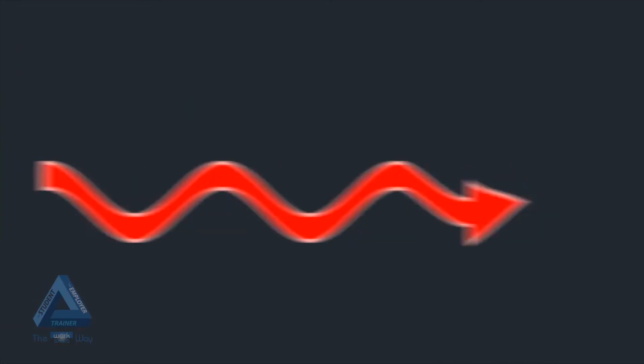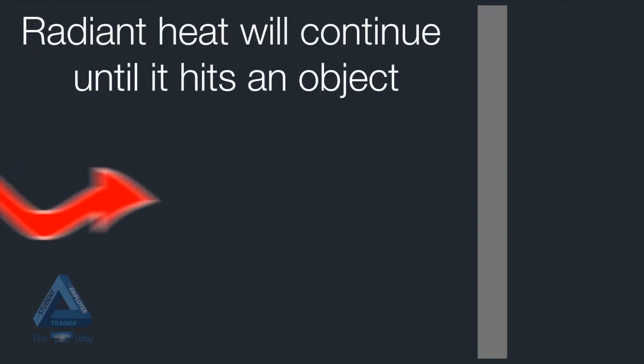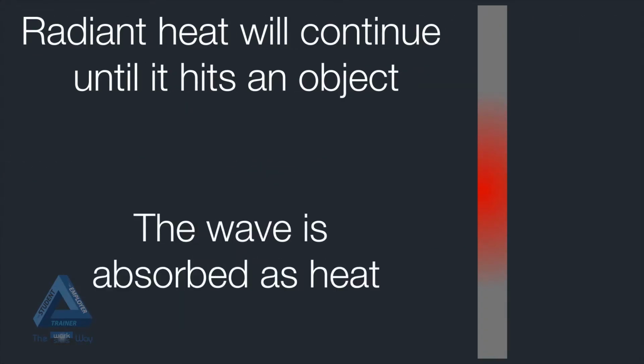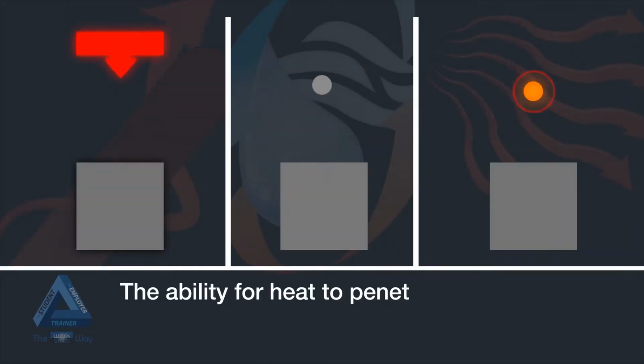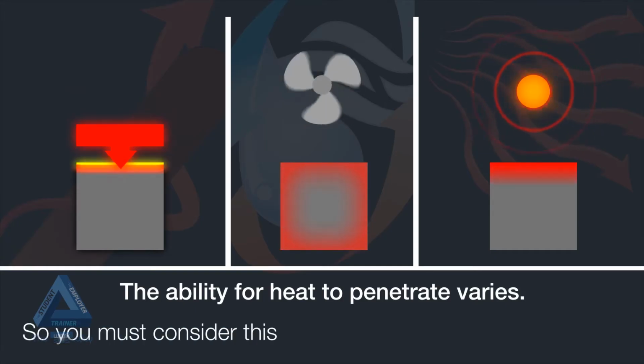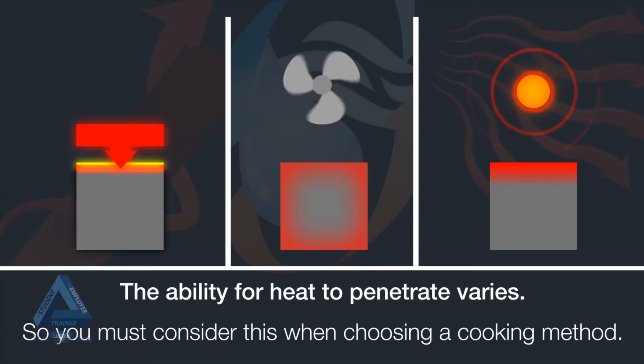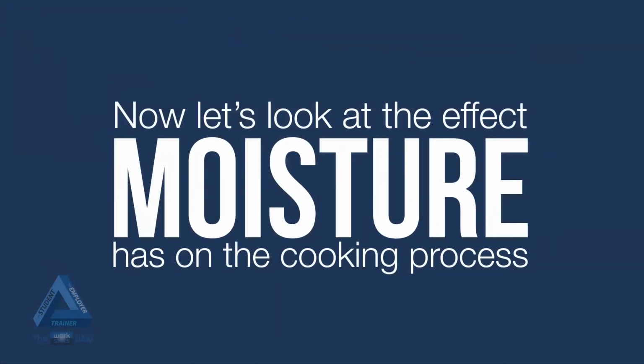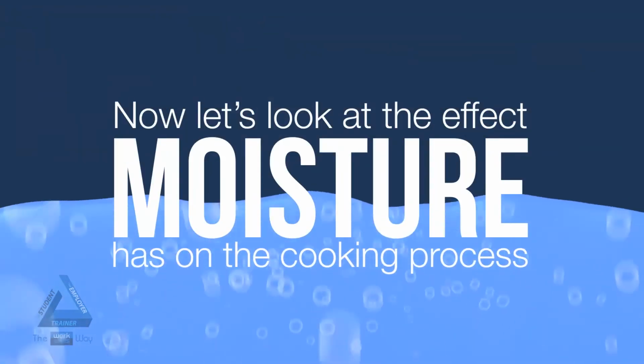The waves of radiant heat will continue traveling outward until they come in contact with an object, at which point the wave is absorbed as heat. The ability to penetrate food varies between each of these types of heat, so you must consider this when choosing a cooking method. Now let's look at the effect that moisture has on the cooking process.